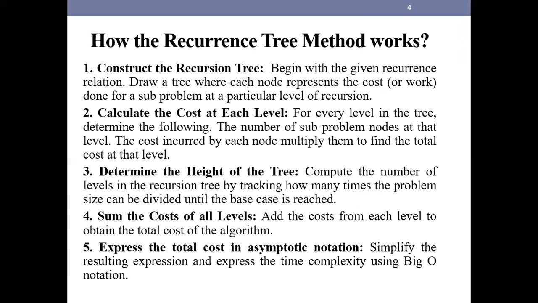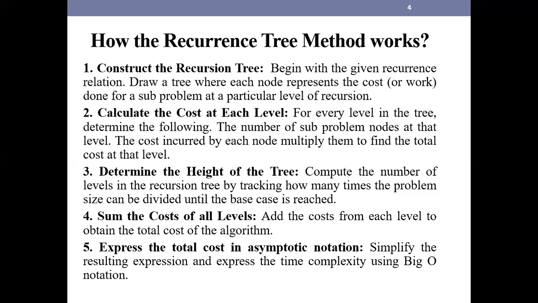So construct the recurrence tree. Begin with the given recurrence relation. Draw a tree where each node represents the cost, or the work, or the time taken by the algorithm to complete a particular step. Here the problem is divided into a number of subproblems. The root is the whole problem. If it is divided into two subproblems, it has two branches in the tree.